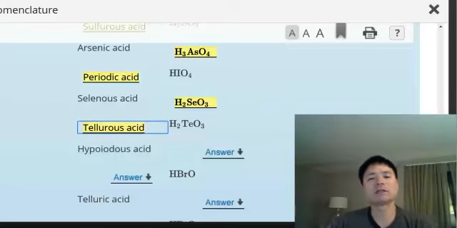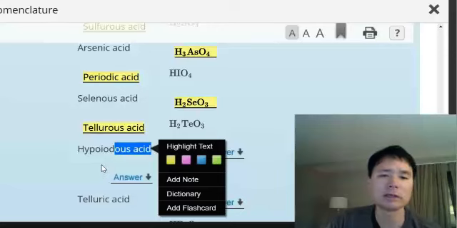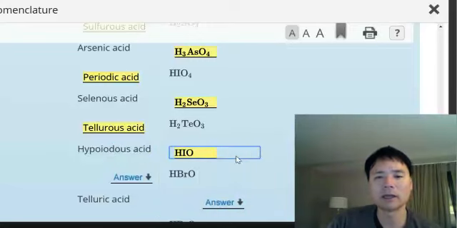Hypoiodous acid. Well, what is hypoiodous? Hypoiodous is -ous acid. -ous acid means it's an -ite. And so it's got to be hypoiodite. Well, iodate is IO3 minus. Iodite is IO2 minus. Therefore, hypoiodite is IO minus. IO minus would need 1 H, so we get HIO.